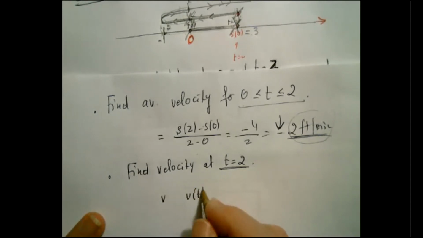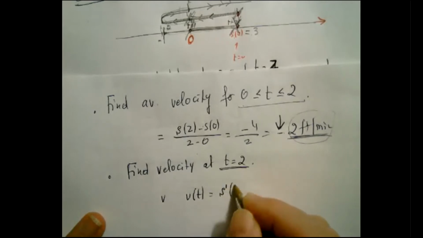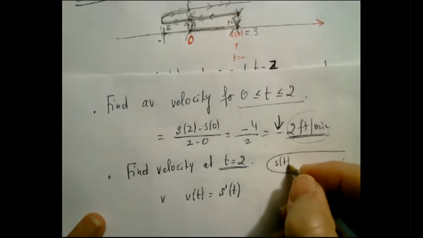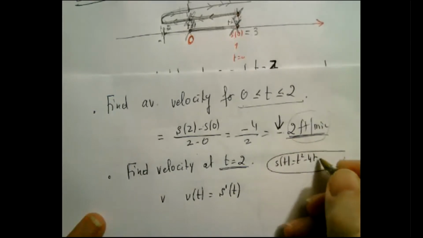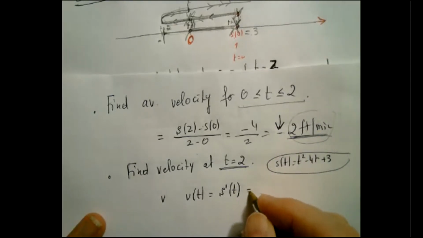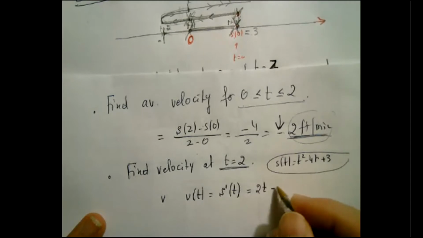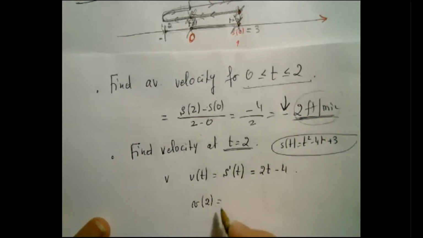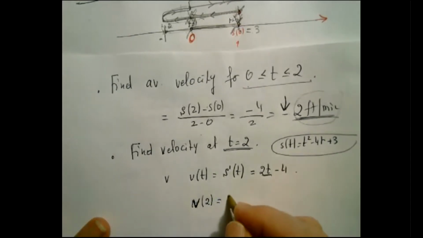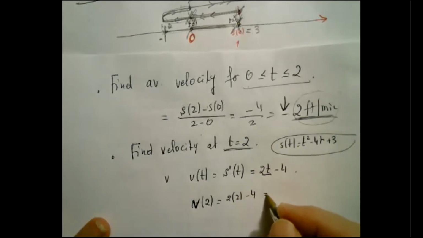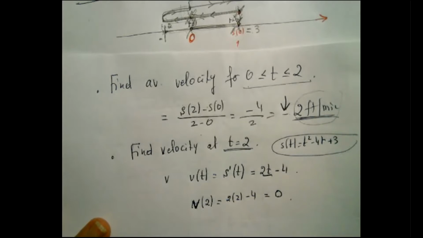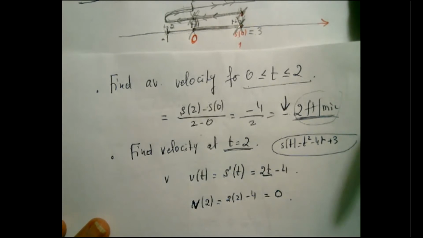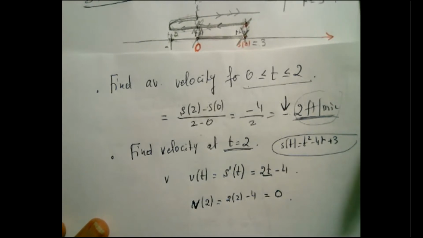The velocity is usually the derivative of the position function. Now, this is my position. It's t squared minus 4t plus 3. So the velocity is nothing more than the derivative, which is 2t minus 4. So at t equal to 2, I plug in 2 in here, which is equal to 0. Did I expect that in the problem? Did I expect the velocity to be 0 at t equal to 2? Yes or no?